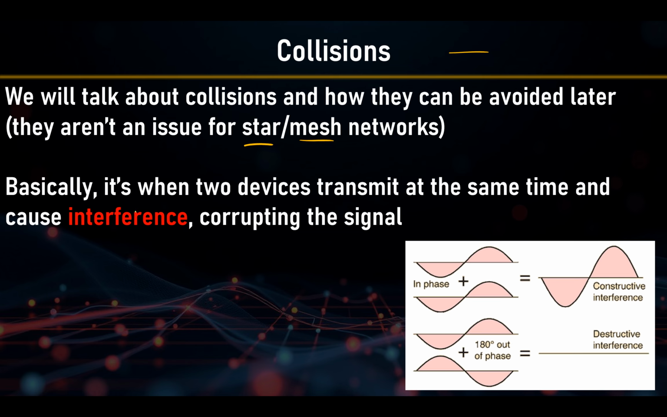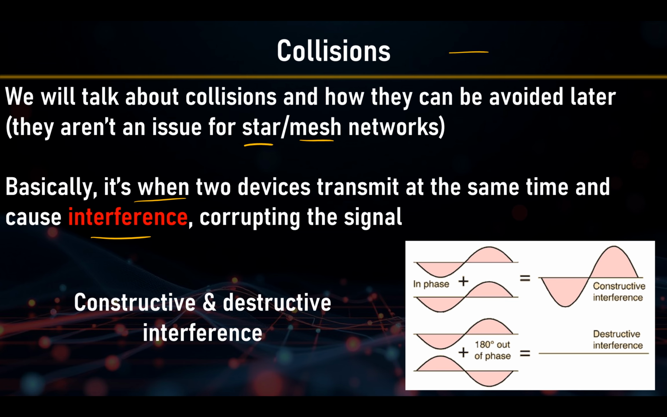So here we said it's when two devices transmit at the same time. Therefore, the signal's going to collide. It's going to cause interference, and that's going to corrupt the signal. If we look at an example here, it's going to be constructive and destructive interference. Maybe from physics, people have looked at this.